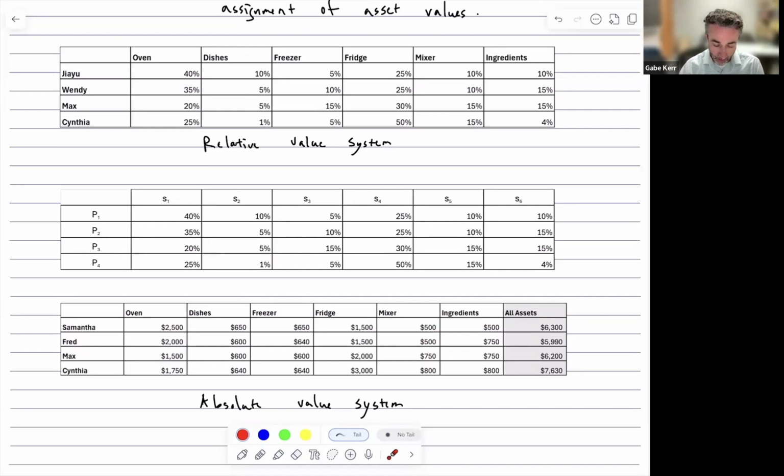Okay, so this is one of the features of these fair division games: we have a table like this where we're looking at players versus assets.